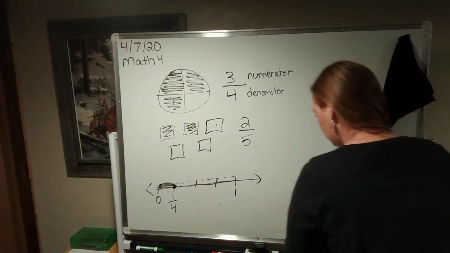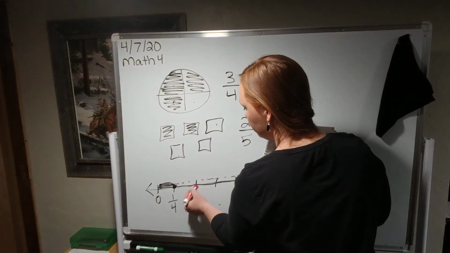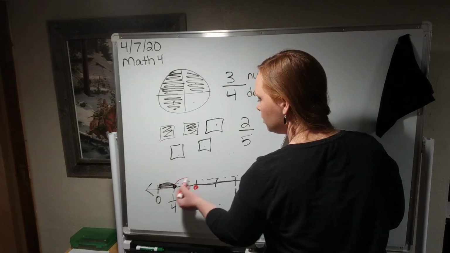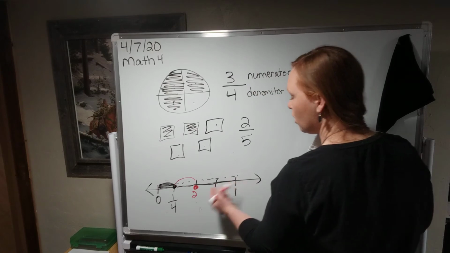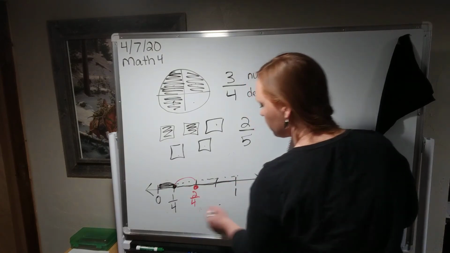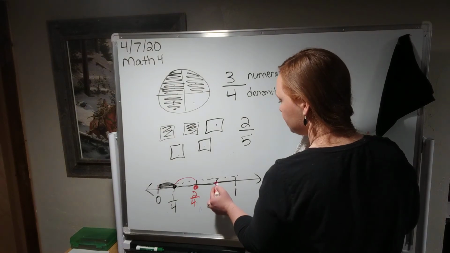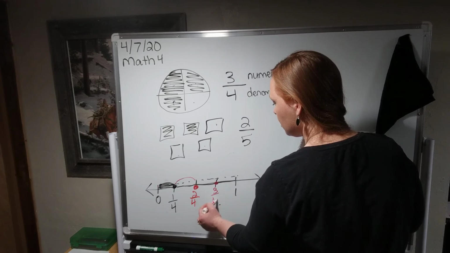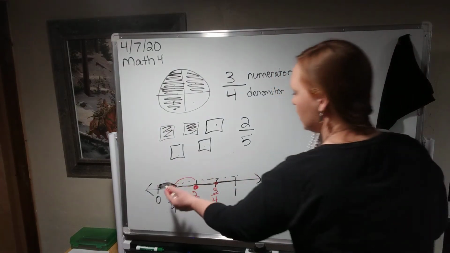Well, what if I ask you, what fraction is right here? If I get to right here, well, how many jumps do I make? 1, 2. And how many sections are there in all? 4. 2/4. Okay, let's keep going with that same idea. 1, 2, 3 jumps out of 4. Okay, and let's go ahead and do the final one.